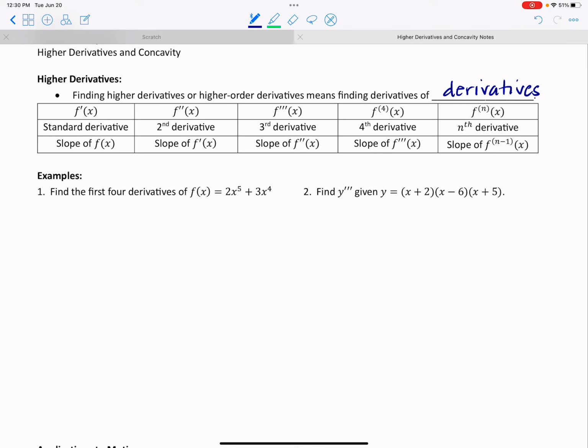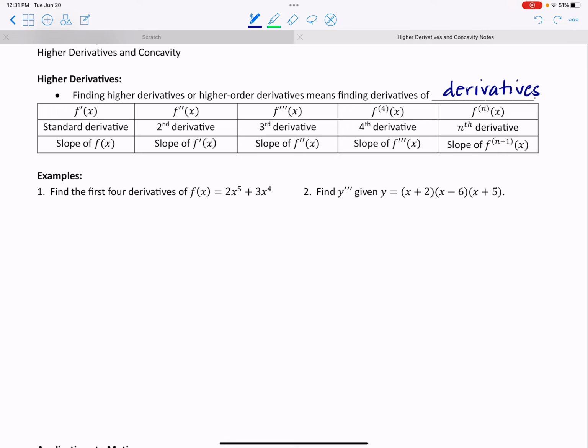If we're looking at f prime of x, that's our standard first derivative. Then f double prime of x would be the second derivative, so you would take the derivative of the first derivative. Or f triple prime of x would be the third derivative, so that'd be the derivative of the second derivative. And then after the third derivative, we usually just use the number here instead of the primes. So the fourth derivative we'd use a 4, the fifth we'd use a 5, the sixth we'd use a 6, and then the nth and so on, that would continue.